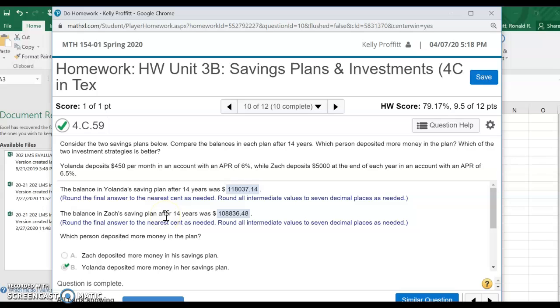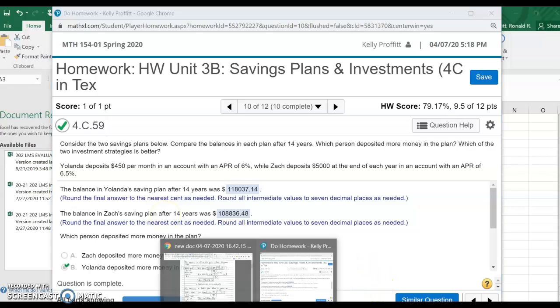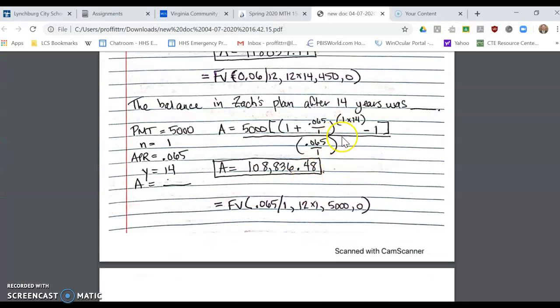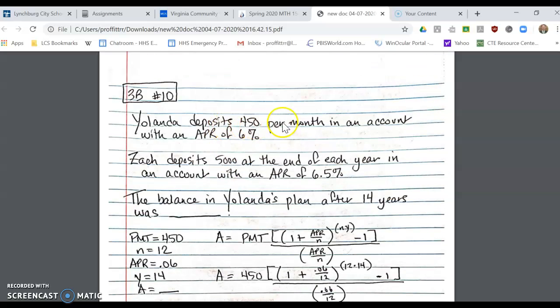Zach's is a little bit different. So let's go back to the paper that's got the information about Zach. Now Zach is not making monthly payments. He's making yearly deposits. Okay. So that changes things a bit. His APR is also 6.5%.